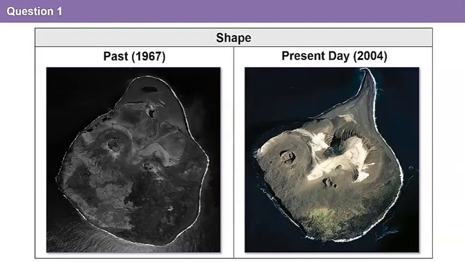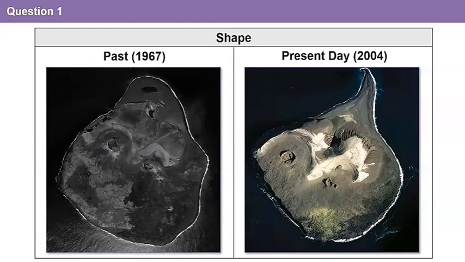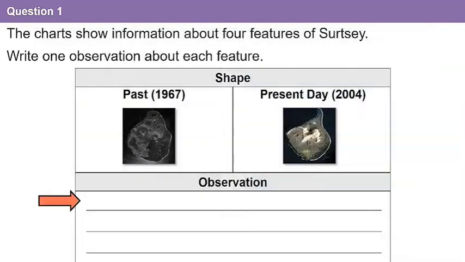Let's look at the first part of question 1. We will start by looking at just the shape of Circe Island from 1967 and 2004. This picture is of Circe from 1967. And this picture is of Circe from 2004. Observe Circe's shape in each picture. What do you notice? Write one observation about Circe's shape.